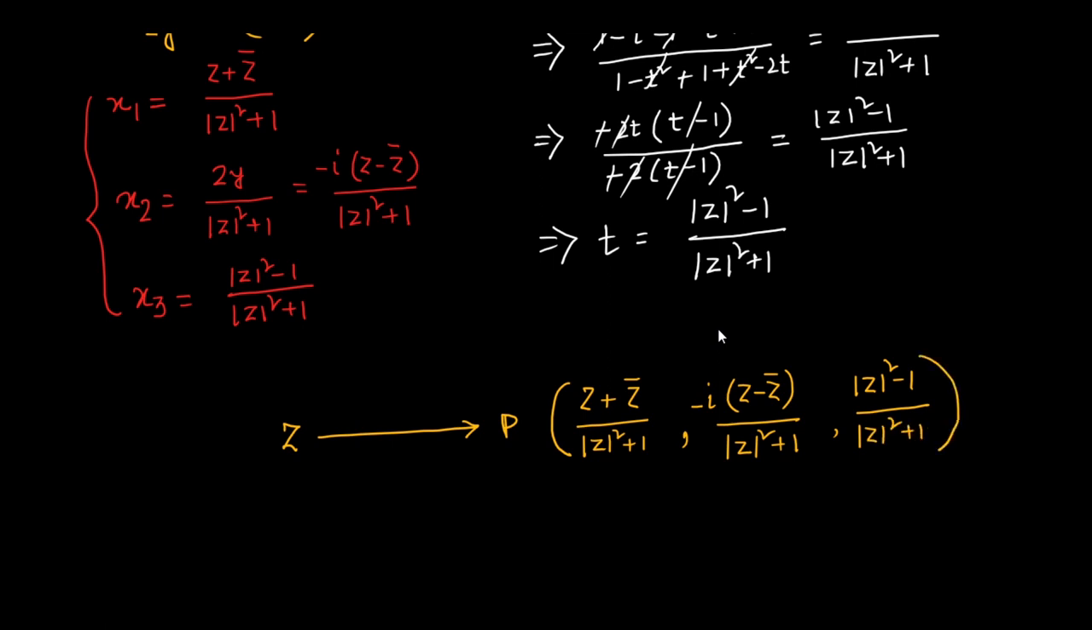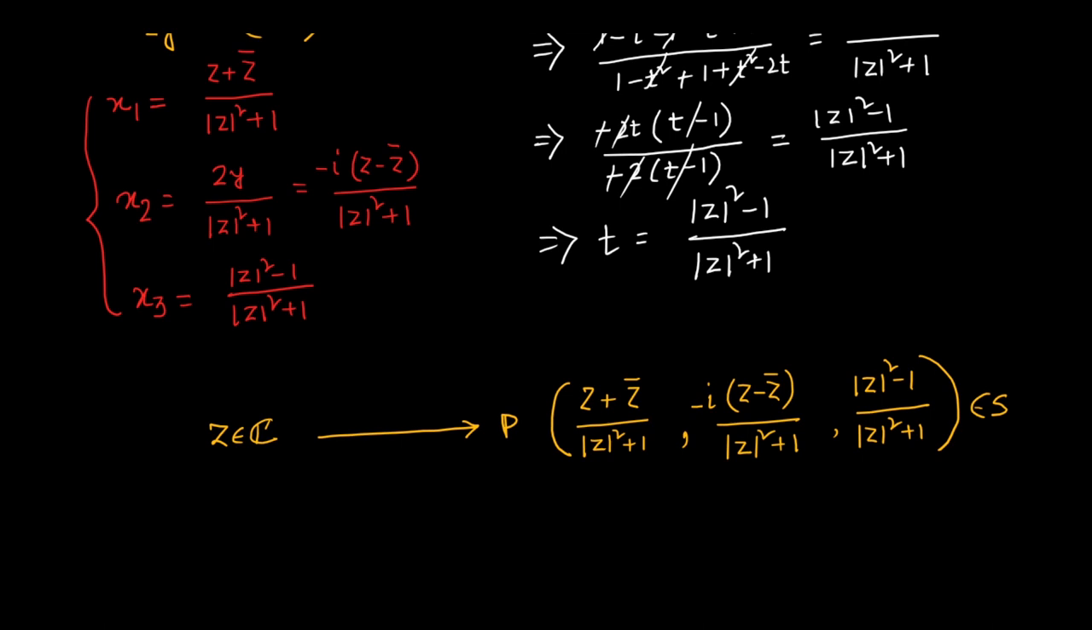So if this point z, which belongs to this C, is given to us, then we can very easily calculate its corresponding point on S, that is P, by using this formula. So this creates a nice correspondence between the complex plane and this unit sphere S. If you get any point in the complex plane C, you get a corresponding point in this unit sphere S by this formula.